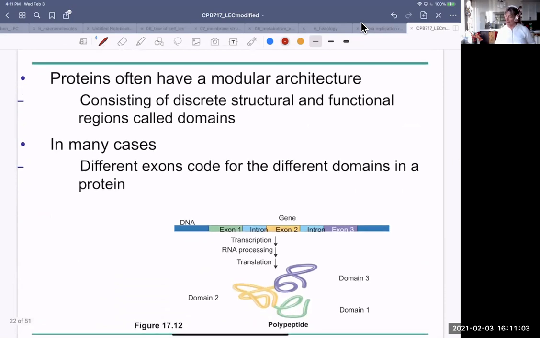And that's because proteins have sometimes what's a modular kind of architecture. They're not just one unit that does one thing, but they could be a bunch of subunits, each of which has a different function. One function may be to bind to something. One function may be an active site. So these are called domains. So different exons may code for different domains of a protein. Domain 1, 2, 3 here, that have different functions of that single protein.